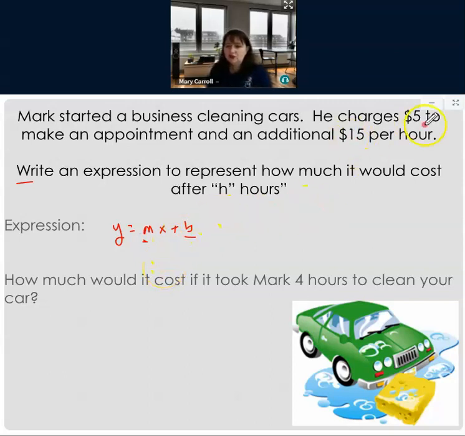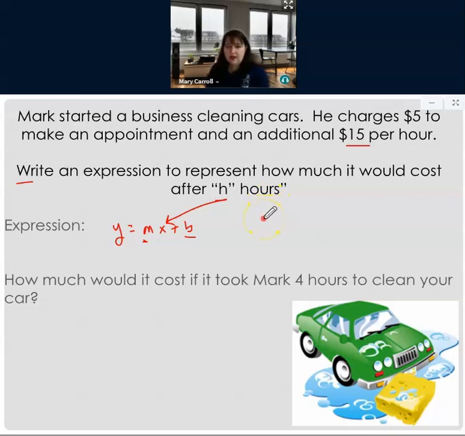Alright, so he charges $5 just to make an appointment, an additional $15 per hour, okay, so h is hours. So we're going to make our h our x, okay? So what are we multiplying by the h? In other words, if I work 1 hour, what changes? If I work 2 hours, what changes? 3 hours, 4 hours, etc. So is my 5 or my 15 going to be multiplied by my h to change?